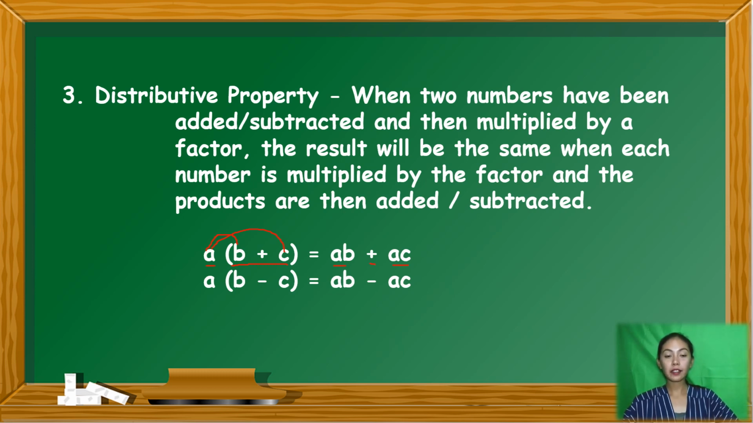For the next case, a times the quantity b minus c. The only difference between case 1 and case 2 is that in case 1 we use addition and in case 2 we use subtraction. Then we distribute a. So a times b is ab. Then copy the operation, which is subtraction, and a times c, which is also ac. And that is equal.